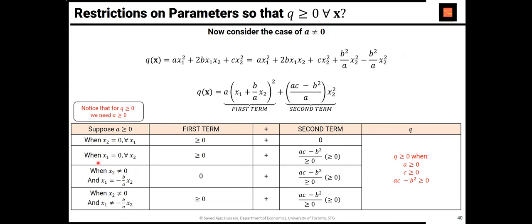Sorry, excuse me. When x2 is not 0, and x1 just so happens to be equal to that expression inside, then what happens is the first term becomes 0.